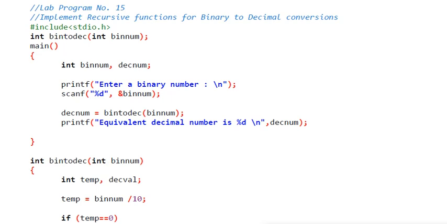In this session of lab program number 15, we are going to implement recursive functions for binary to decimal conversion. So what we have to do in this particular lab program is implement a recursive function that converts a binary number into a decimal number. First, we will understand what is a recursive function.